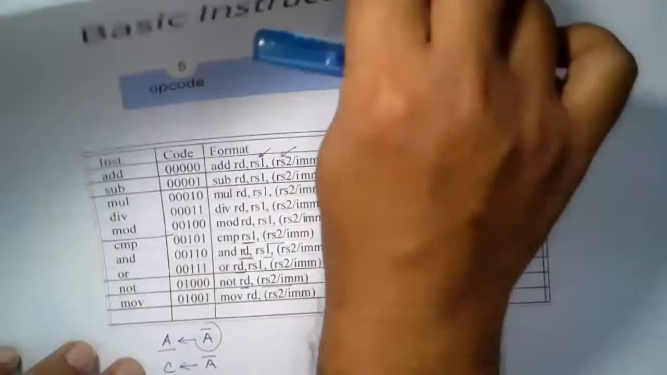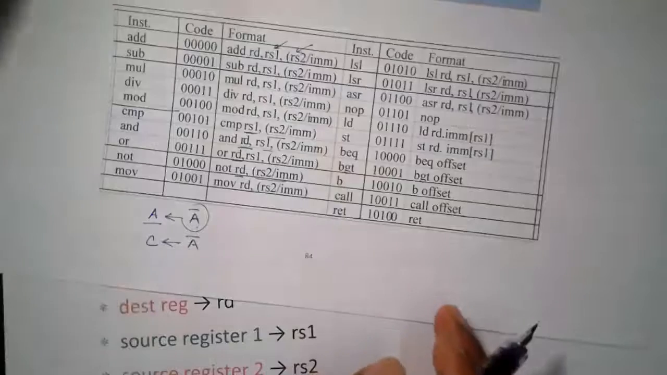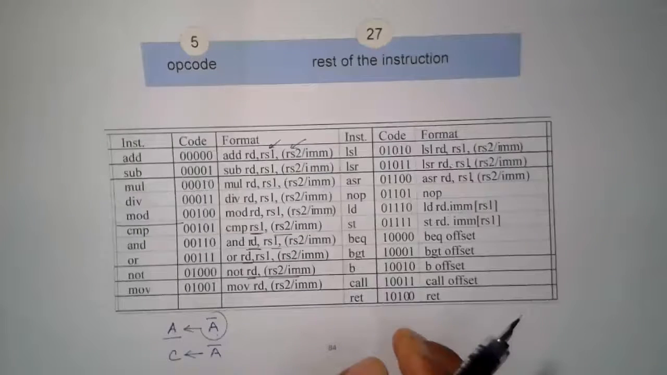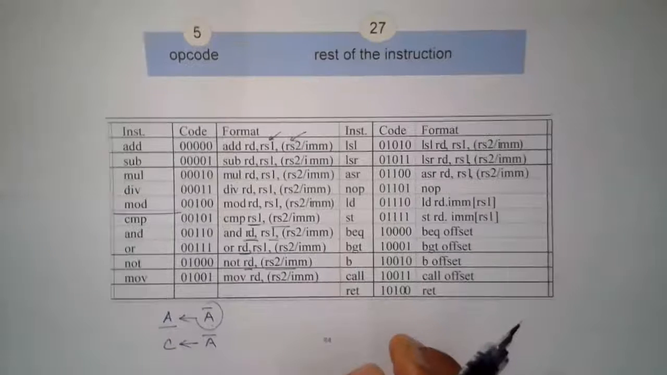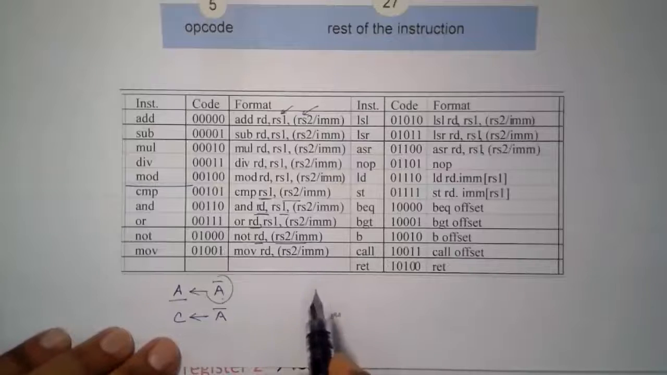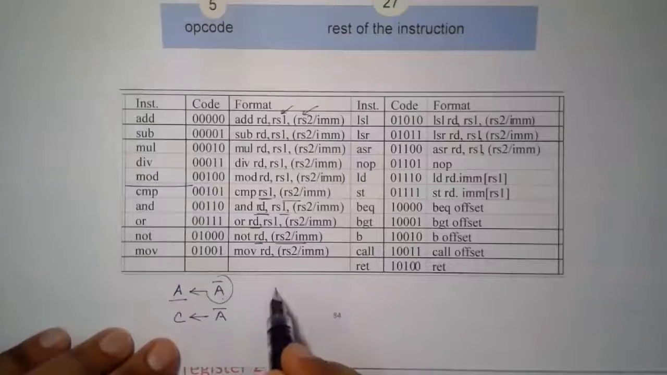For example, if it was an accumulator based system or a stack based system, then it would have been implicit. You don't have to mention where the inverted value will be stored. Okay. All right.